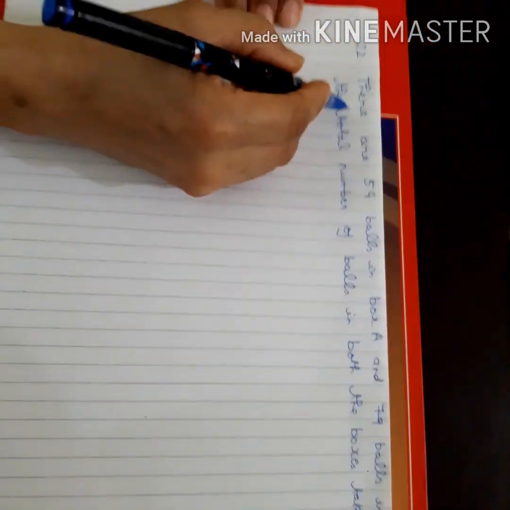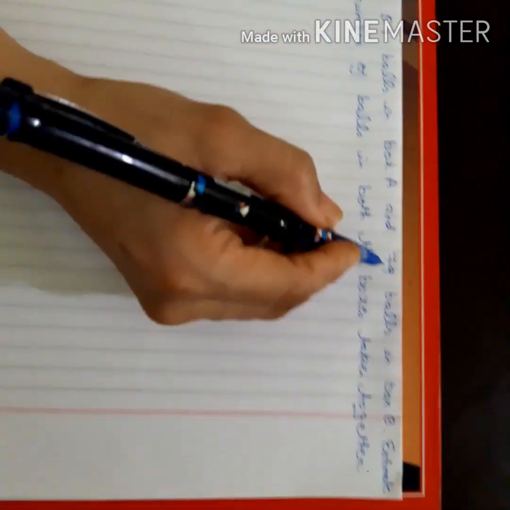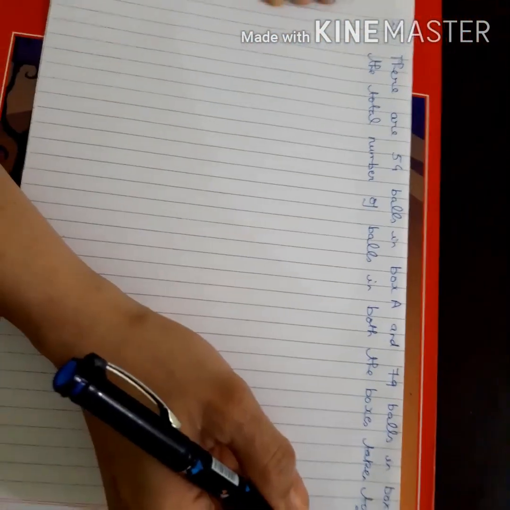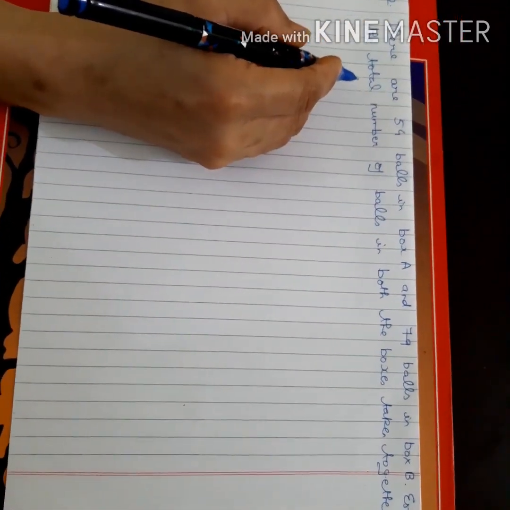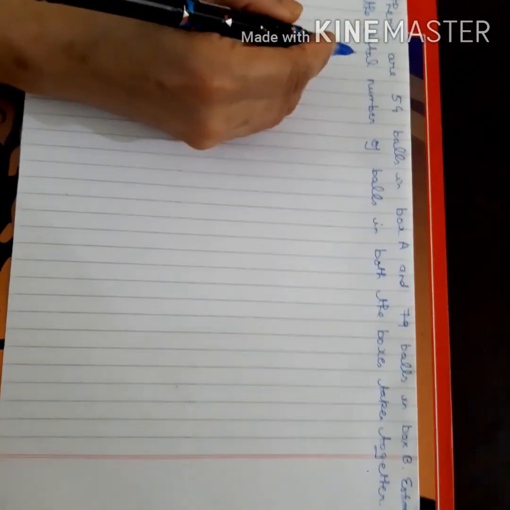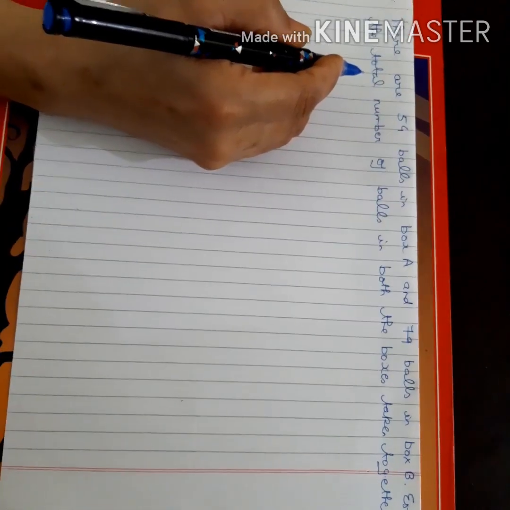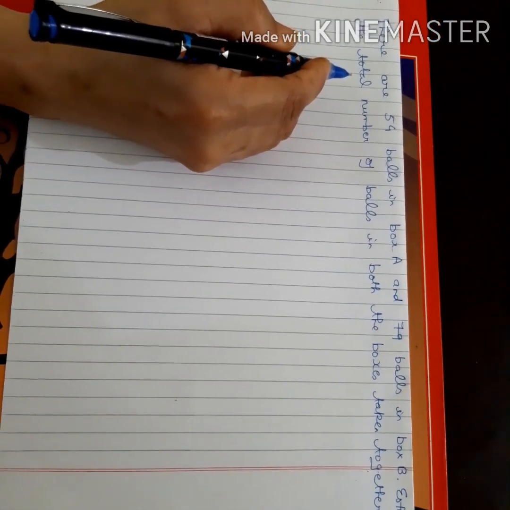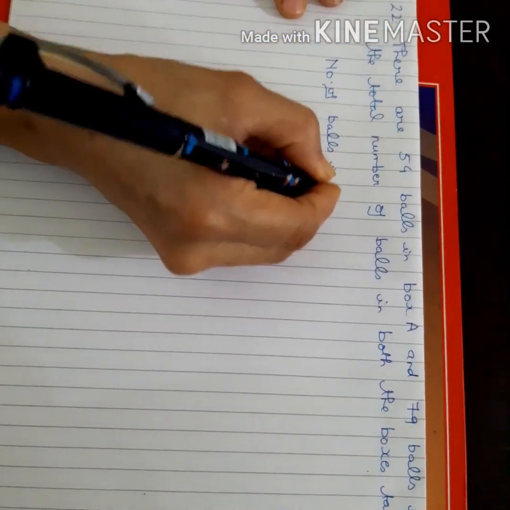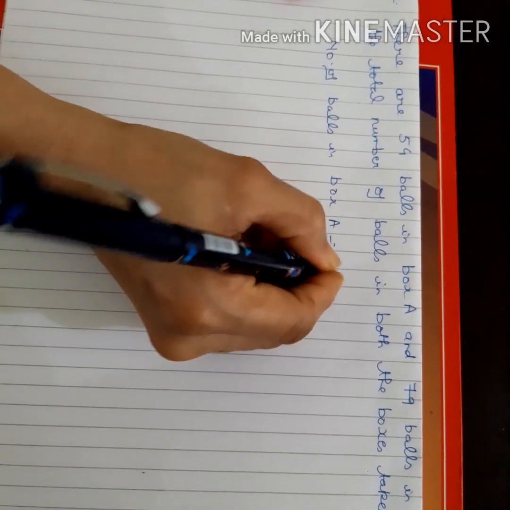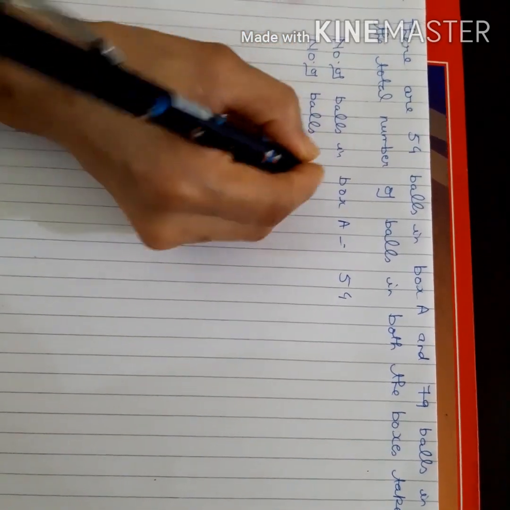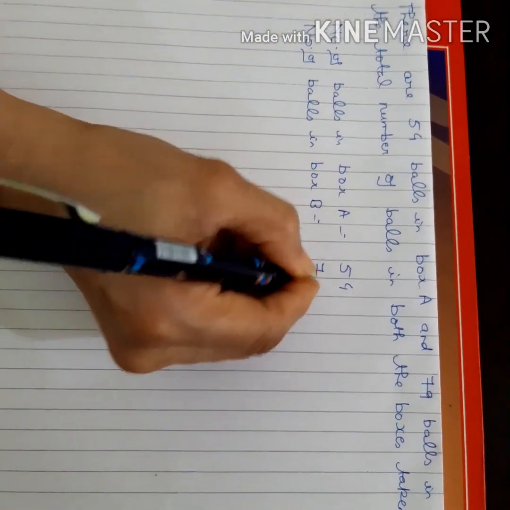Question number 22. There are 54 balls in box A and 79 balls in box B. Estimate the total number of balls in both the boxes taken together. In this question, we have to find the approximate number of balls in both the boxes together. So we will find the total number of balls by rounding off the number of balls in each box. Number of balls in box A equals 54. Number of balls in box B equals 79.